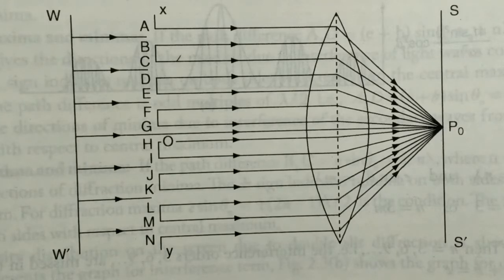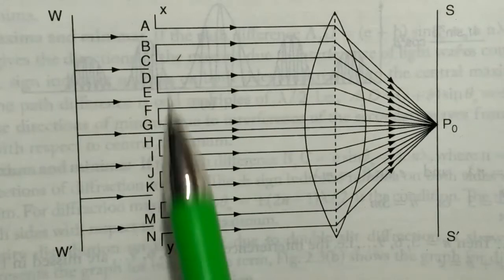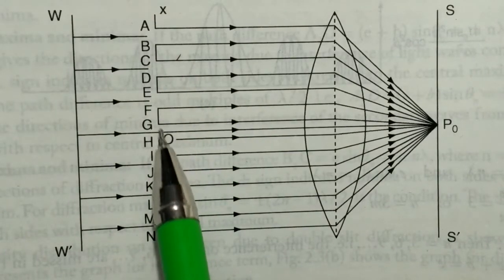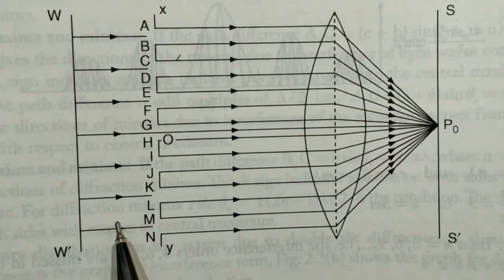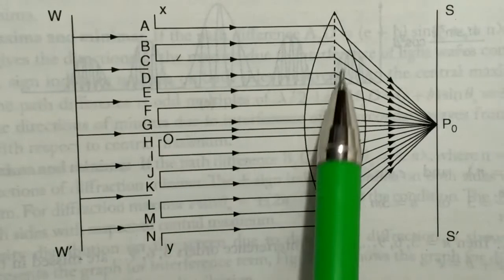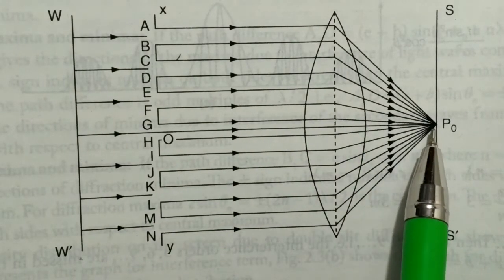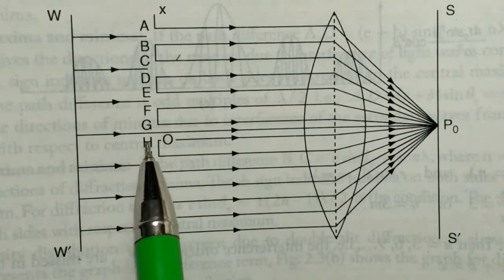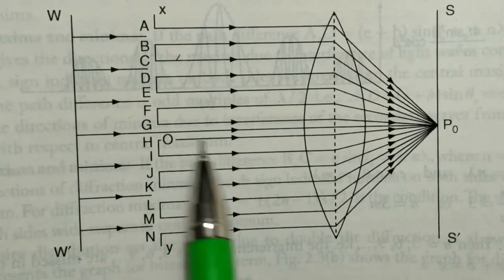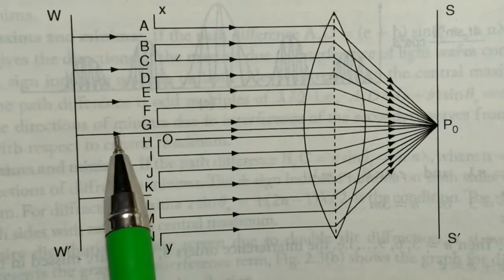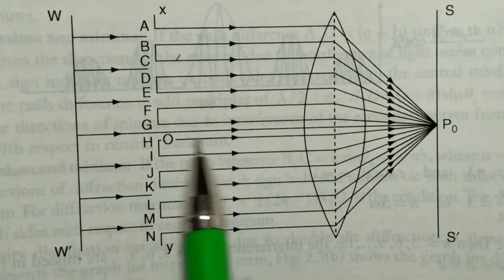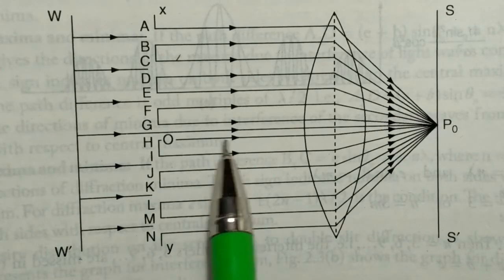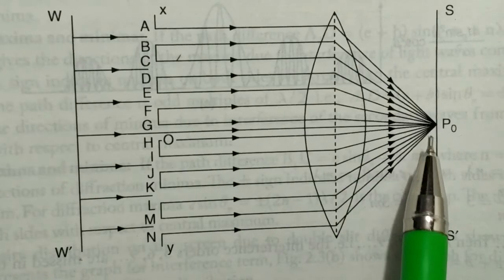This is the diagram. In this diagram, this is the grating A, B, C, D, E, F, G, H. This represents the number of slits, and W, W dash represents a plane monochromatic wavefront incident on the lens. They converge at a point, forming an image at P naught. That means the secondary wavelets emitting from each slit, which are parallel to the incident beam, form an image at P naught.